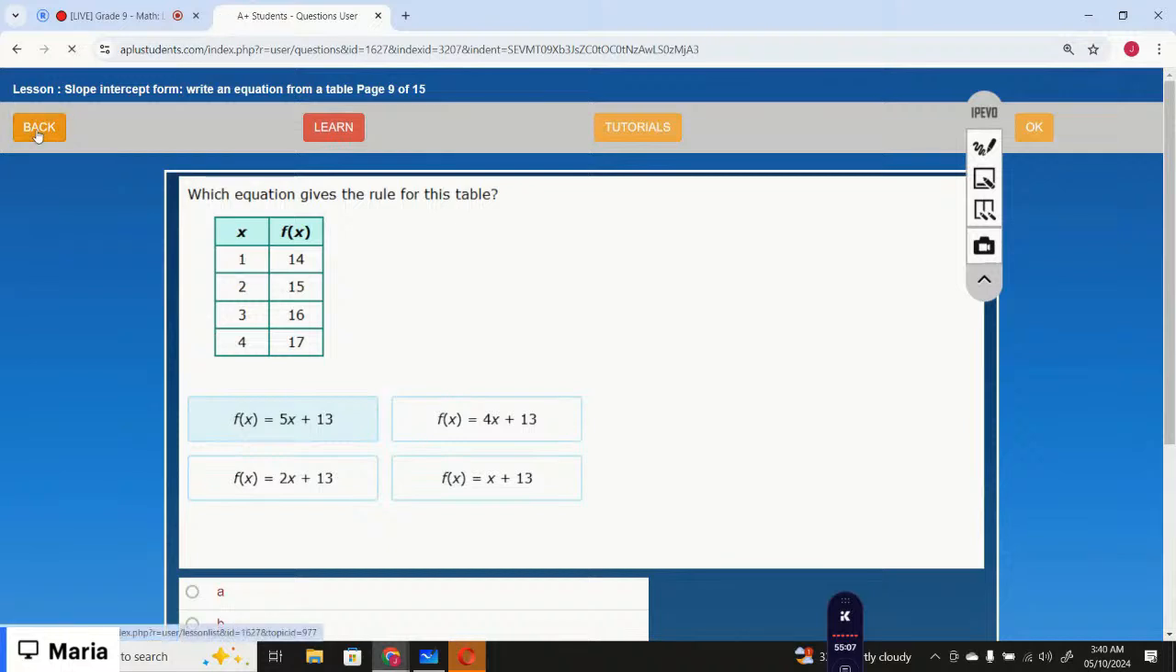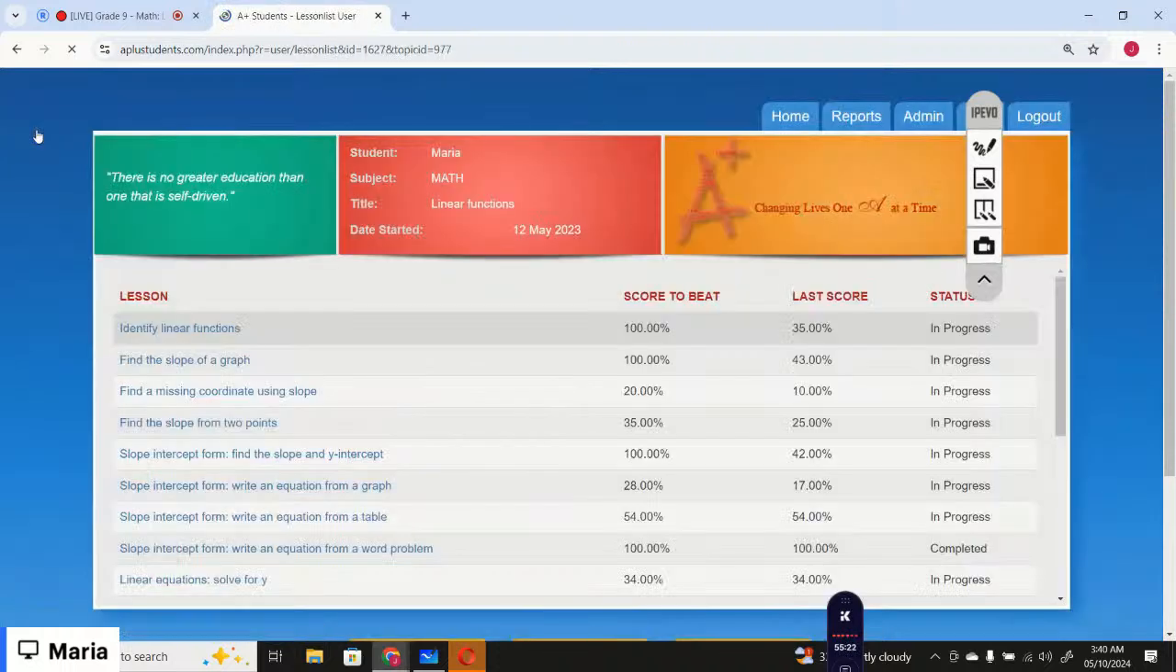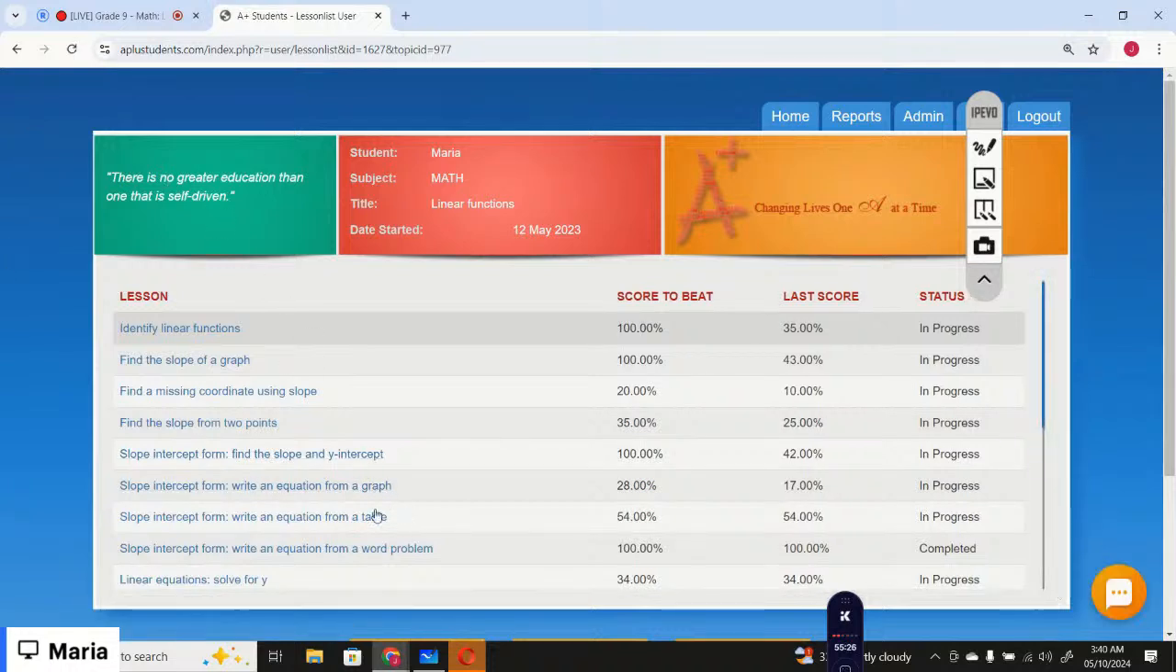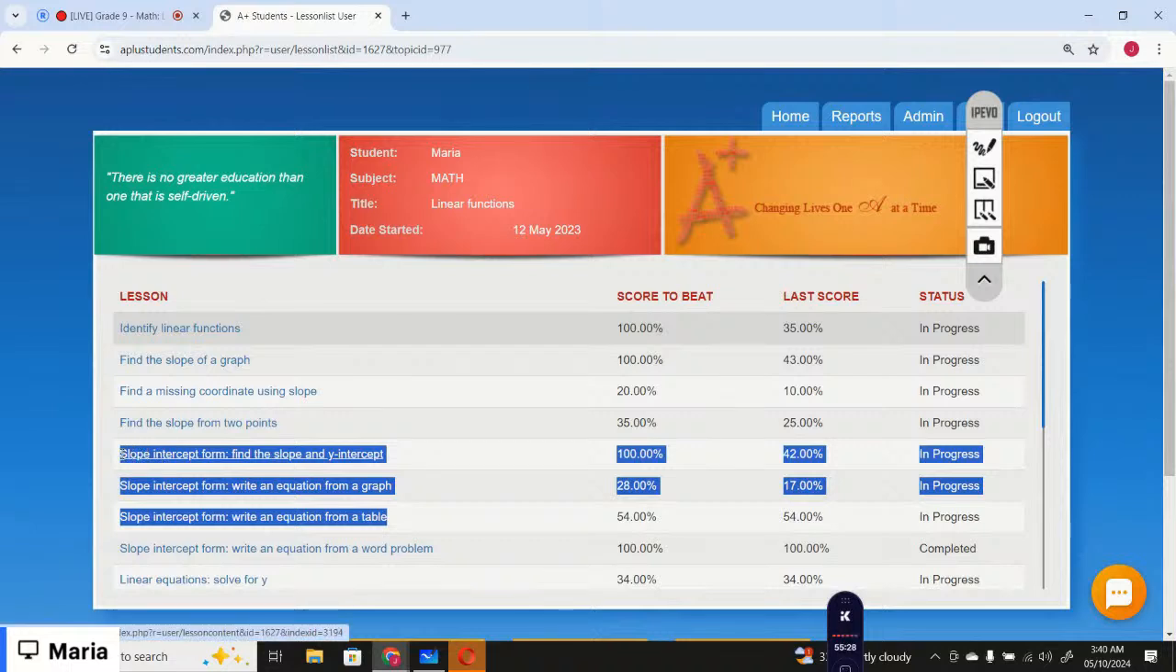Okay, we are done with the lesson. You can complete the rest of the questions by yourself later today. So we were working on grade 9 math. The chapter we were working on is linear functions. The lessons we have covered today are slope intercept form, find the slope and y-intercept. Slope intercept form, write an equation from a graph. Slope intercept form, write an equation from a table.